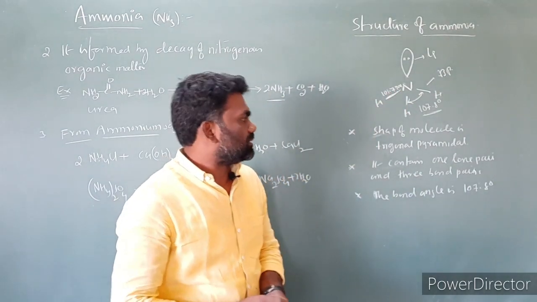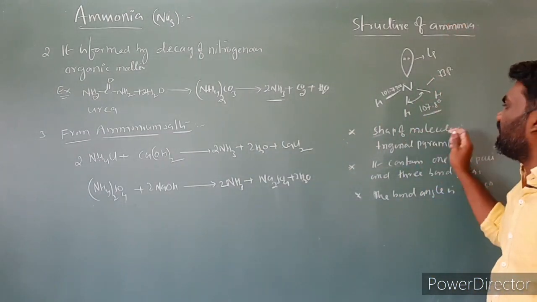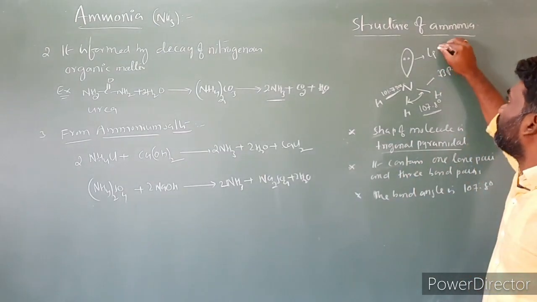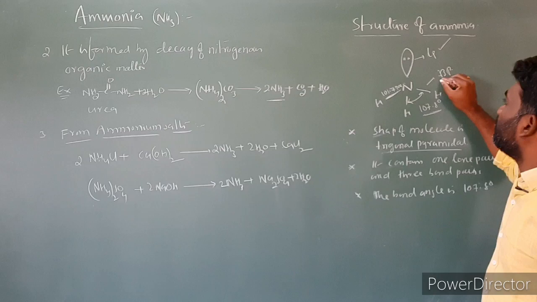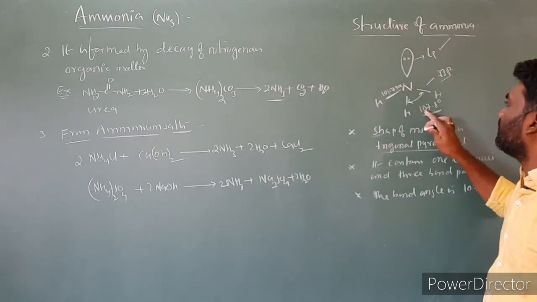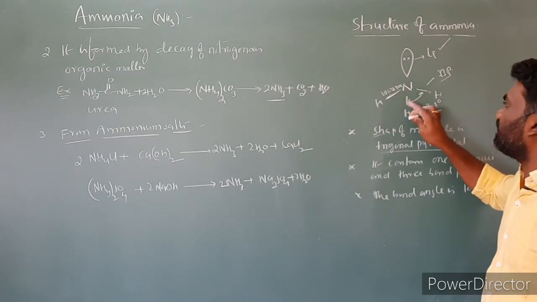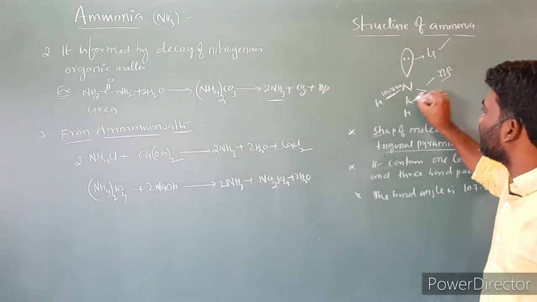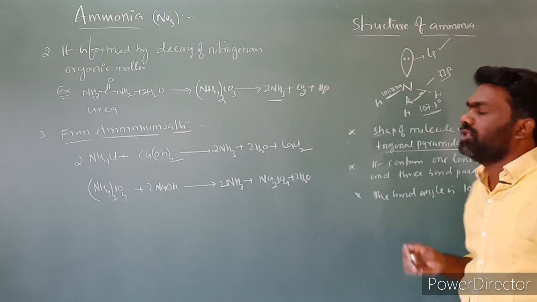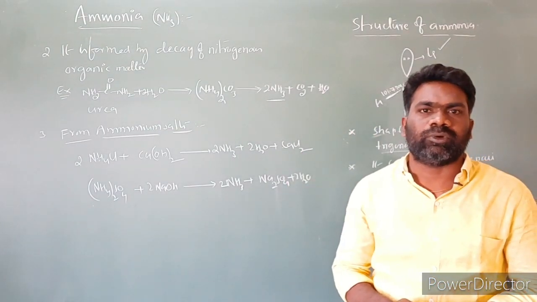So this is the structural representation of the ammonia molecule. Ammonia has a trigonal pyramidal shape, and it contains one lone pair of electrons and 3 bond pairs. Next, the bond angle is 107.8 degrees, the angle between any two bonds in the molecule. The NH bond length is 101.7 picometers. This is the structure of the ammonia molecule.